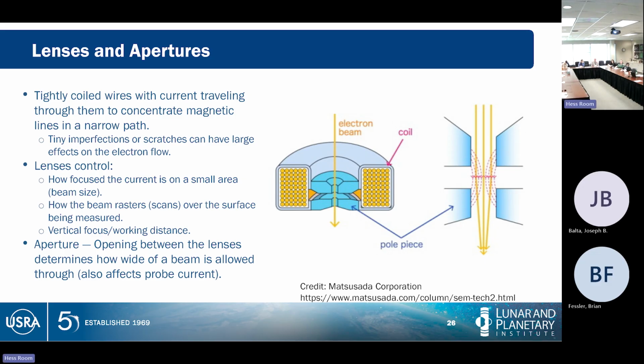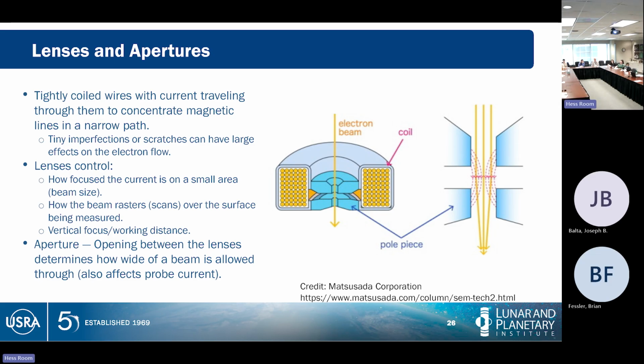Because this is super precise in terms of current, any little difference in this magnet can have an effect on the electron beam. You get a tiny little bit of contamination on one of these lenses, and it will affect how the beam interacts with the surrounding magnetic field. The lenses control how focused the current is, how the beam moves, and also the depth to which control happens.